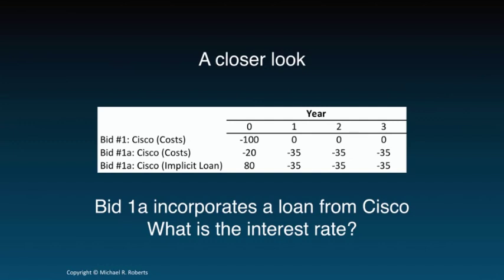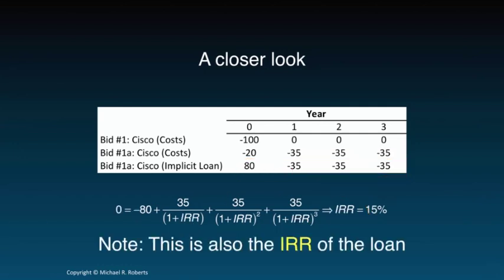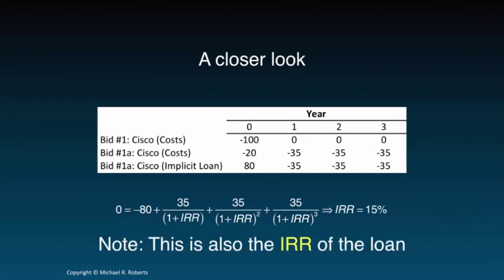We can figure that out. How? Just compute the IRR. And if we do that, we see that the interest rate is 15%. Again, this is just the IRR. I want to emphasize that. If I move this over here, this will be 0, and this will equal minus 80. So that is just the IRR, it's 15%.